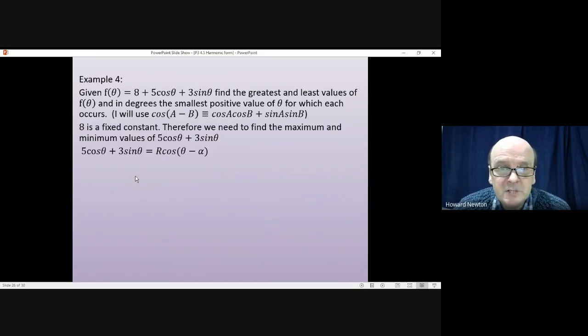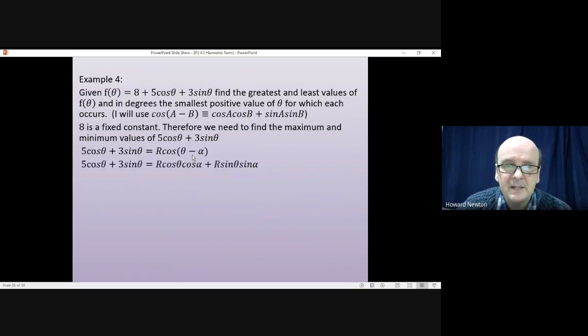So I'm using cos A minus B. I don't think you had to use that. Sometimes you have a choice with these things, but I'll choose to use cos A minus B. And that gives me 5 cos theta plus 3 sine theta is equal to r cos(theta minus alpha). Expanding that using the addition formula for cos(A minus B) gives us r cos theta cos alpha plus r sine theta sine alpha. Equating the coefficients of cos theta and sine theta gives us 2 equations: 5 equals r cos alpha and 3 equals r sine alpha, exactly as in the previous examples.